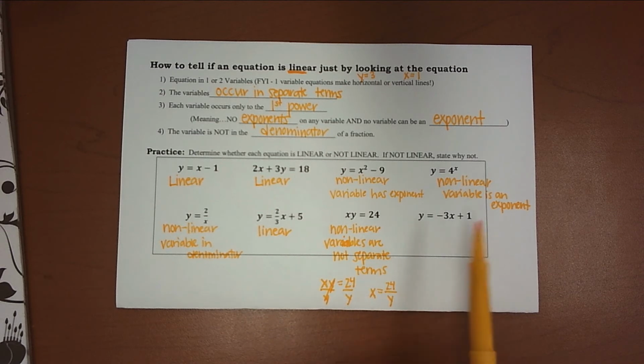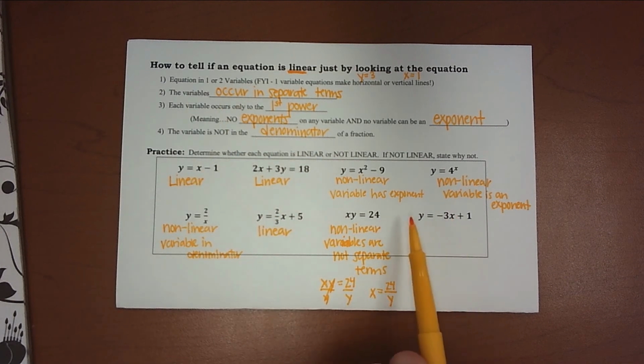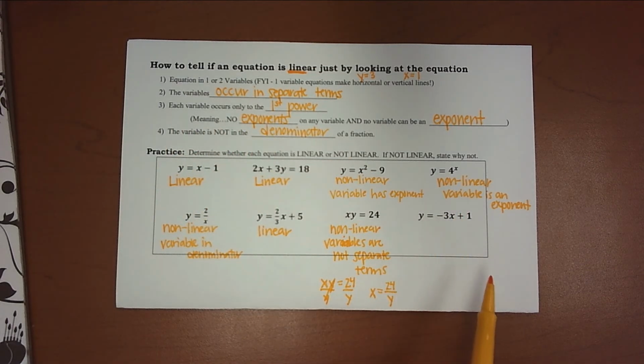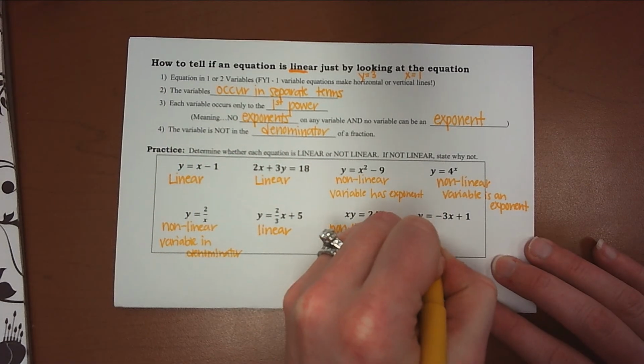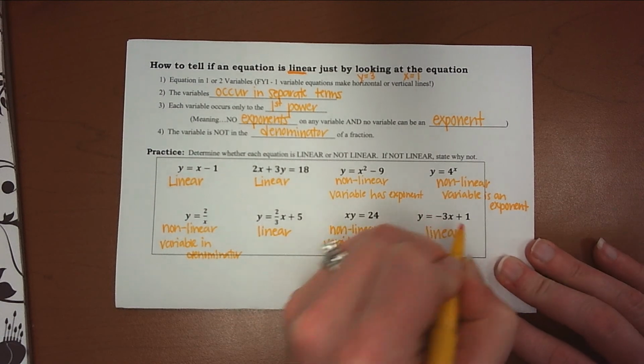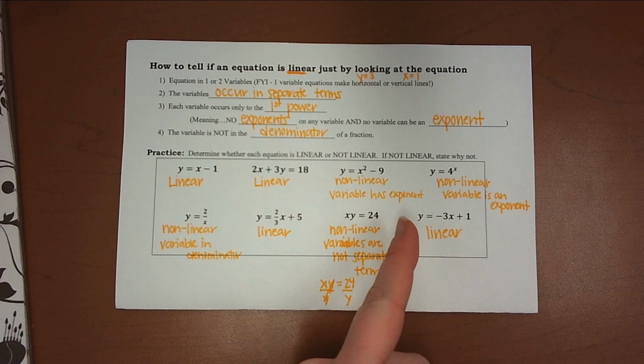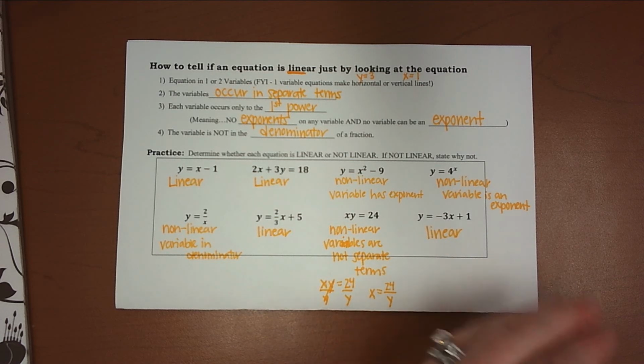And then this last one, we have two variables, x and y. They occur in separate terms because they're separated by an equal sign or a plus or minus sign. There are no exponents greater than the first power here, and the variable is not in a denominator, so this last one should be considered a linear equation or function. That means that no matter what numbers we plug in for x, when we make a table, our x and y coordinates will fall on a line in the coordinate plane.